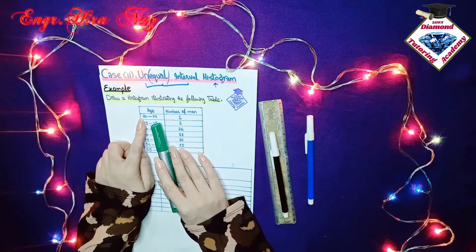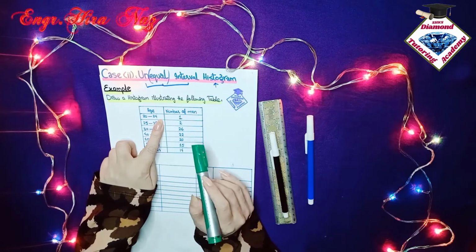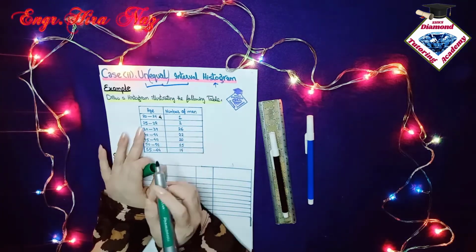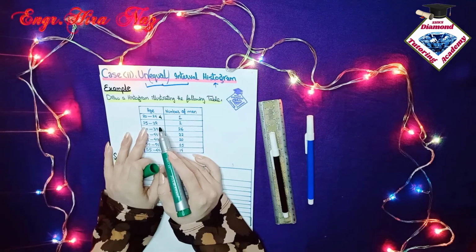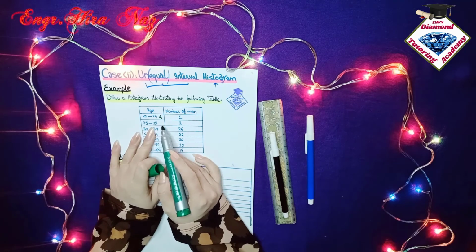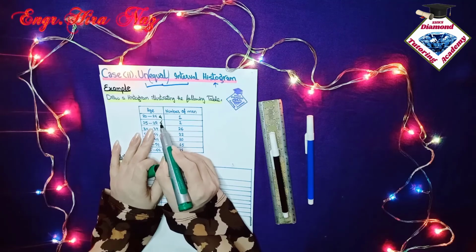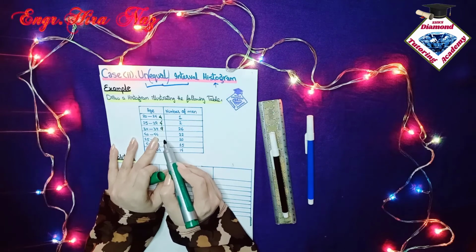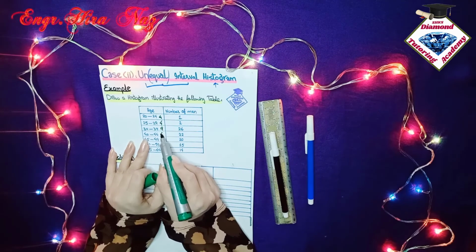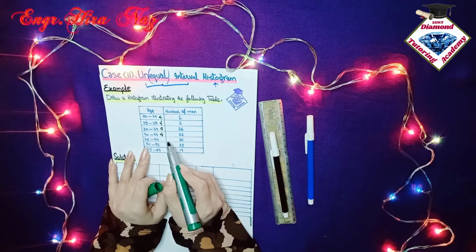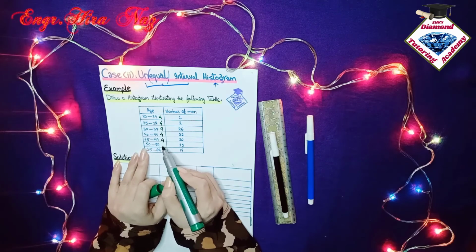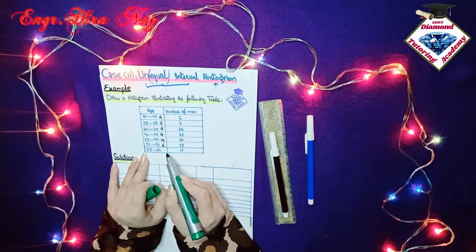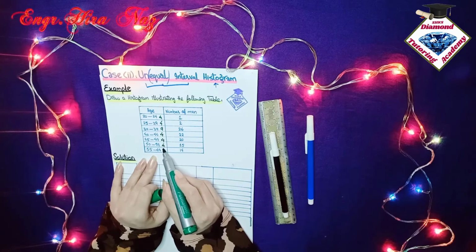You can see here the difference between 20 and 24 is 4. Again, the difference between 25 and 29 is 4. But the difference between 30 and 39 is 9. And the difference between 40 and 44 is 4, between 45 and 49 is 4, and between 50 and 54 is 4. And the difference between 55 and 64 is 9.